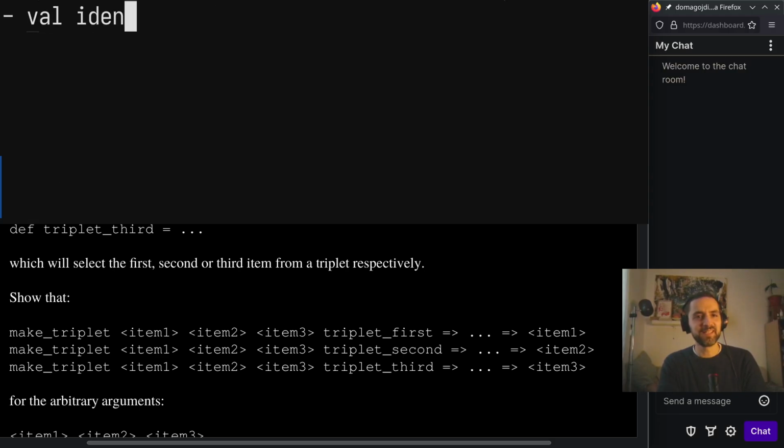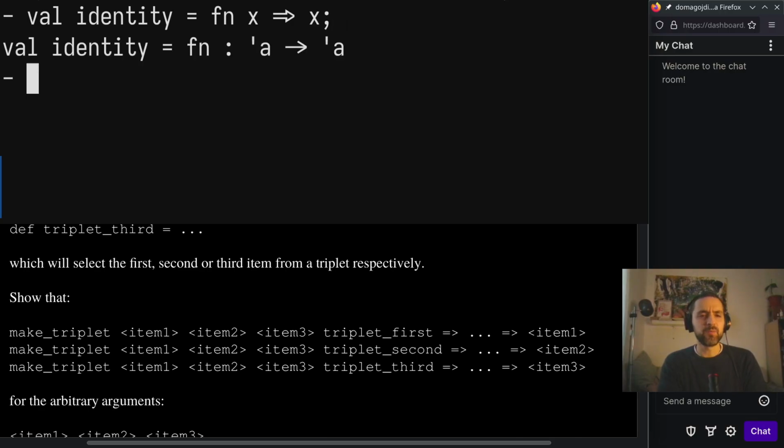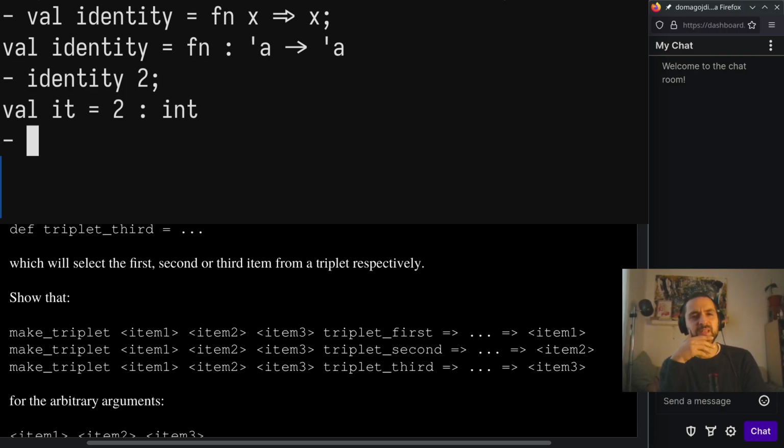Val identity. Identity is what? fn of lambda. So lambda x dot x, and then this semicolon. So now we have defined an identity in standard ML. Now if we do identity of 2, we get a 2. Now there's a lot of typing here, right?